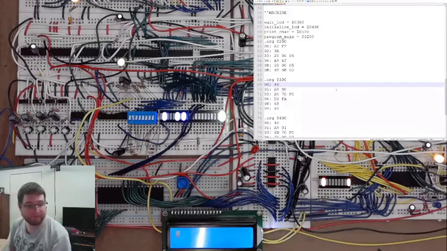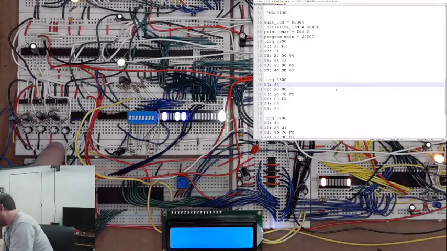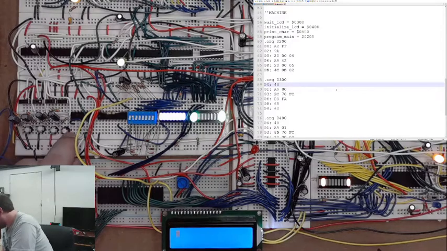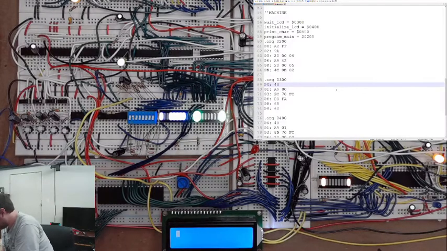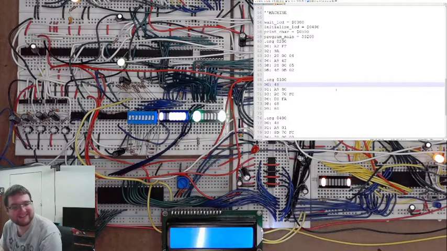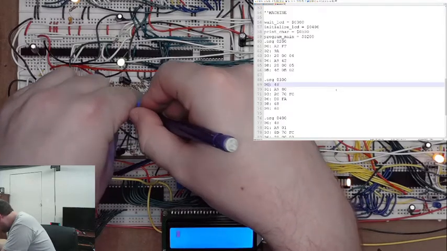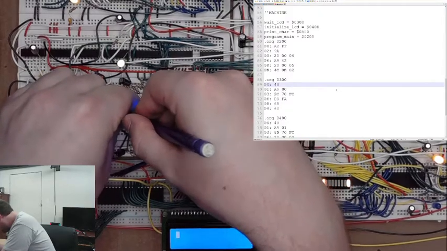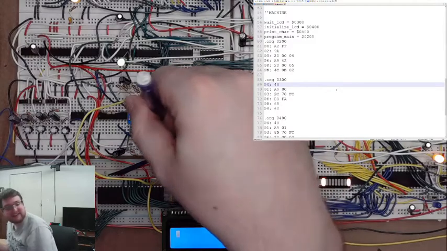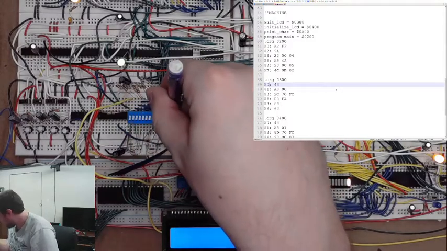Okay, let's check it out. So this is supposed to be A2. Perfect. That's supposed to be FF. Yep. 9A. That's not 9A. In fact, that's A9. That's like way off.